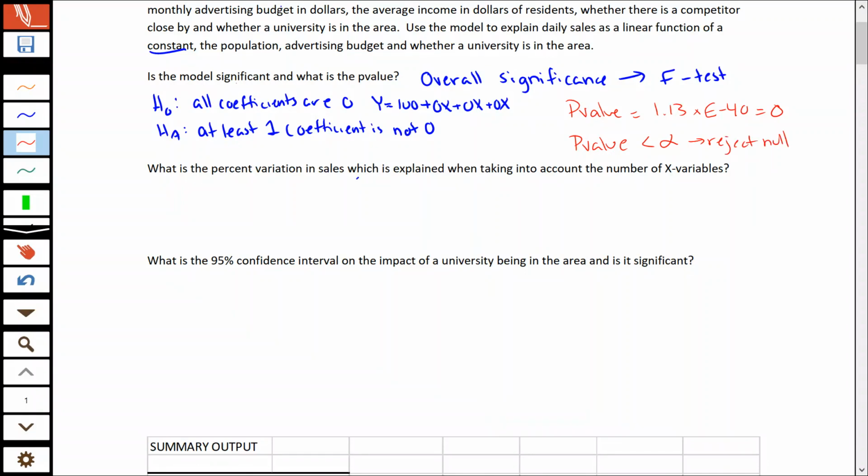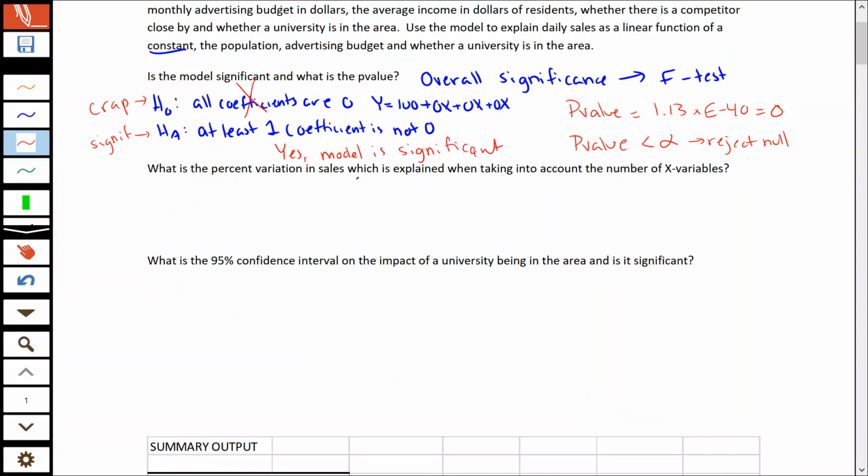And anytime we can reject the null, remember this null is saying, hey, your whole model is crap. And we're like, no, we're not going with it, we're rejecting you. So we are going with there is something significant here. So whenever we go with that alternative, is the model significant? We can say, yes, the model is significant.